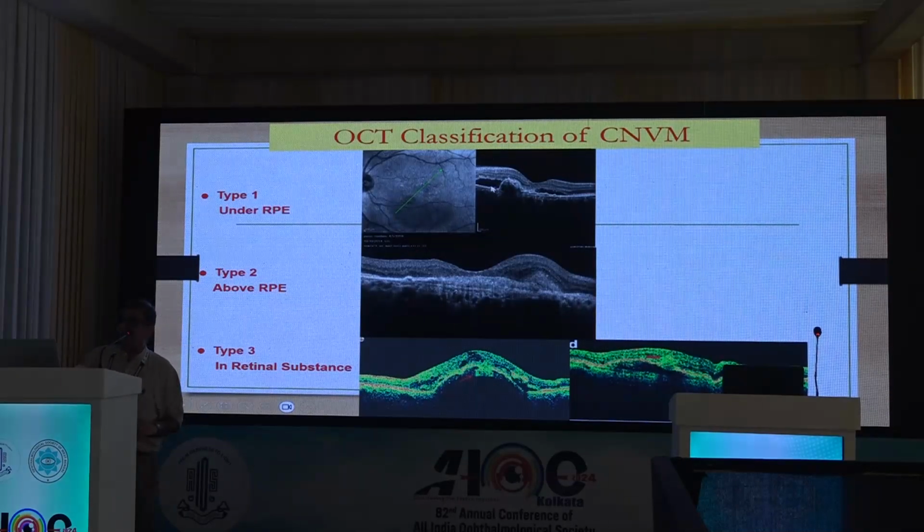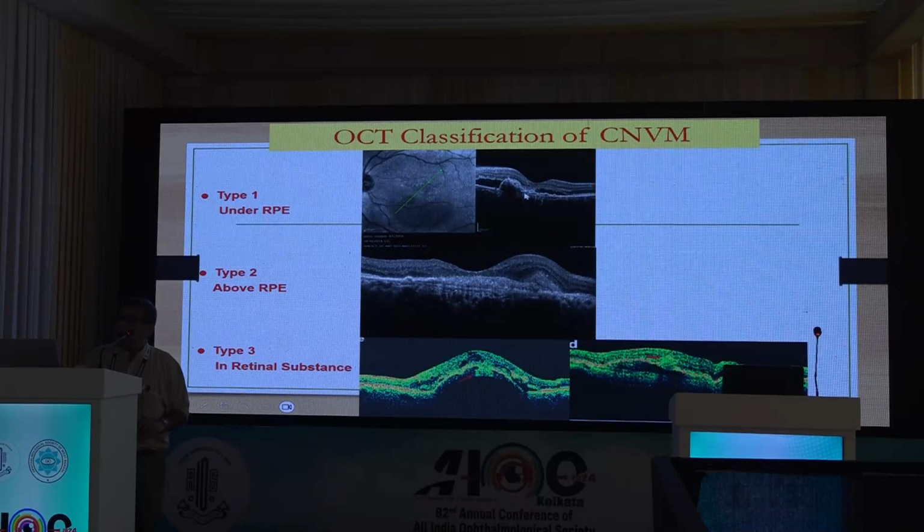But what do you see here? There's subretinal fluid, there's an RPE detachment, and you have a type 1 CNV. This is an RPE detachment with subretinal fluid. Now when the same lesion is above the RPE, like you see over here, there's some scarring here and there's a lesion here. Some granularity here. This is a type 2 CNVM above the RPE.